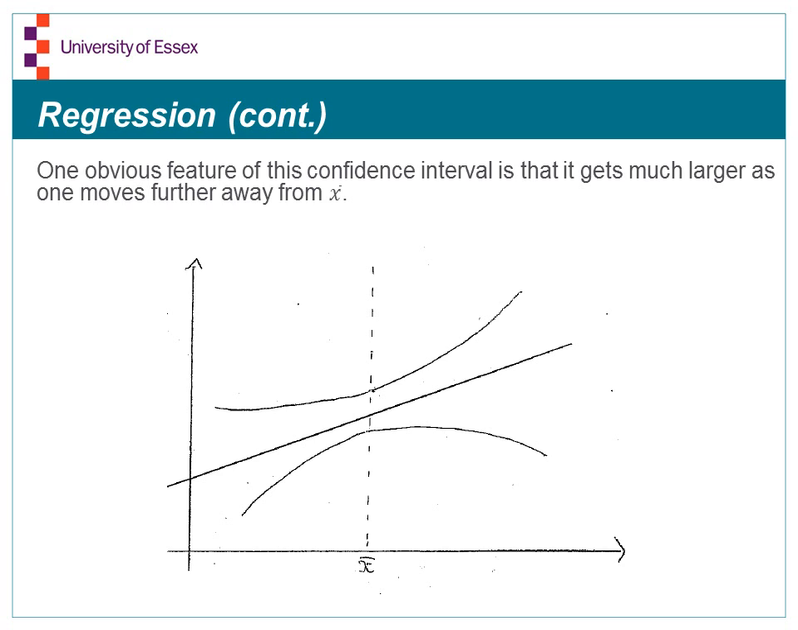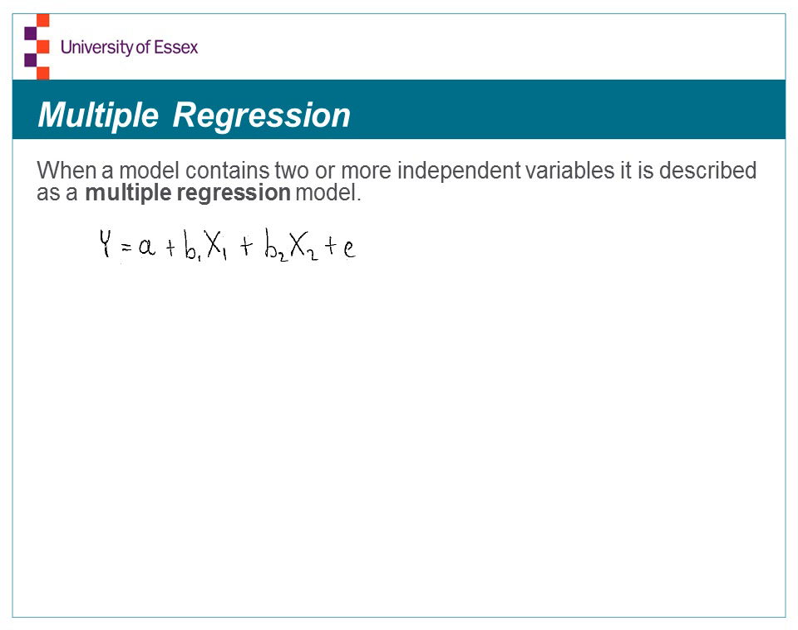So that ends what I want to say about the standard regression continuing from last week, and we're now going to move on and have a look at multiple regression. The difference between the standard regression we've been looking at and multiple regression is that we're going to have two or more independent variables. That's where the multiple part is, multiple independent variables in our model.